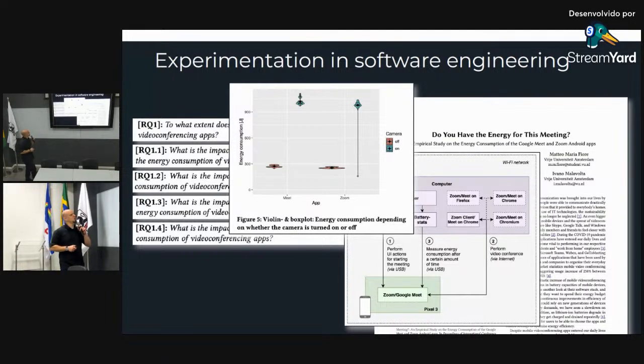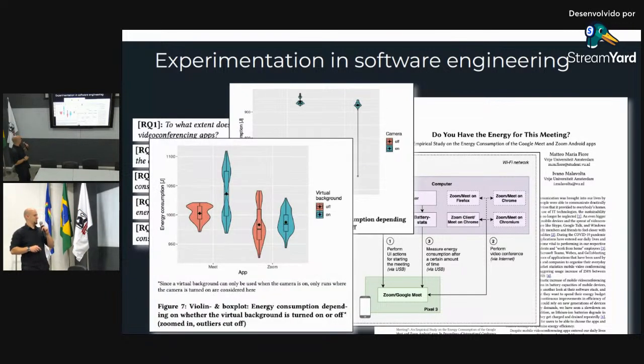For example, in this case, we see that, who would have ever guessed it, using the camera consumes more energy than not using it. Maybe more interesting, we can see that the virtual background has an effect on energy consumption, but not that bad. So if you want to save battery, you could borderline keep your virtual background on because it doesn't consume that much more anyhow.